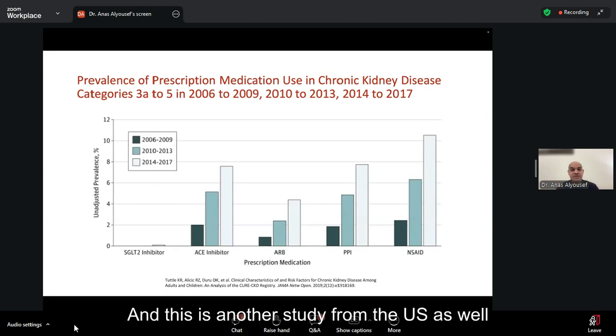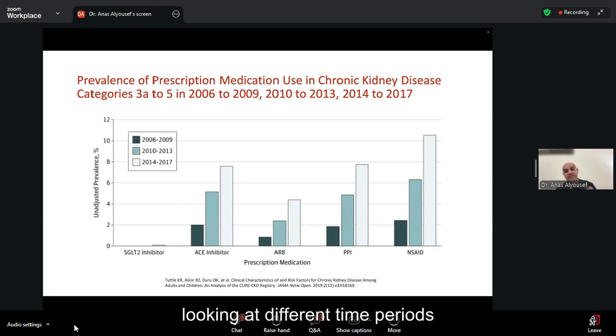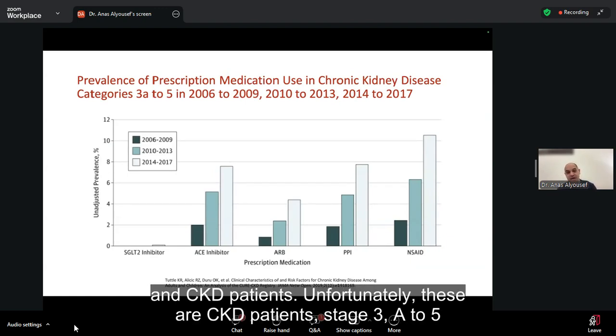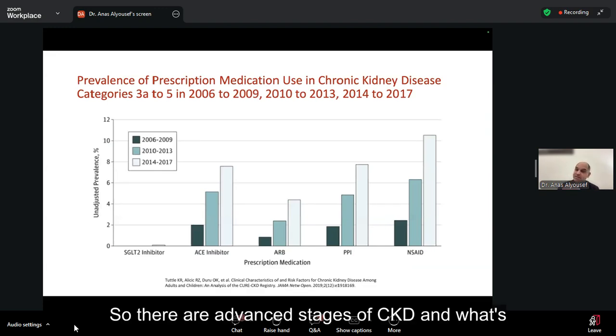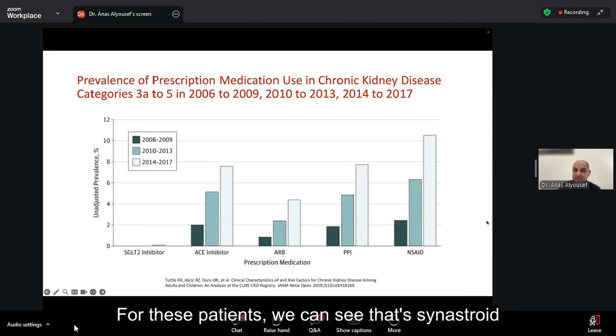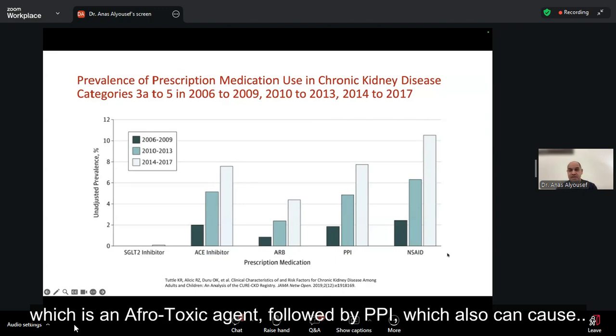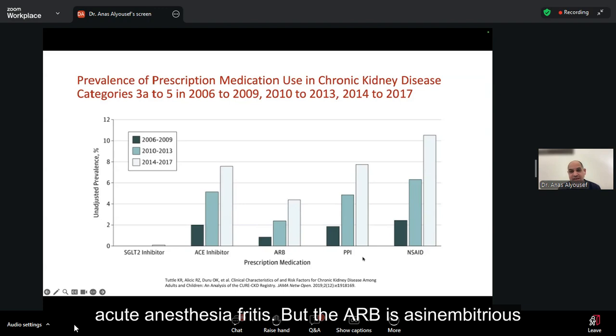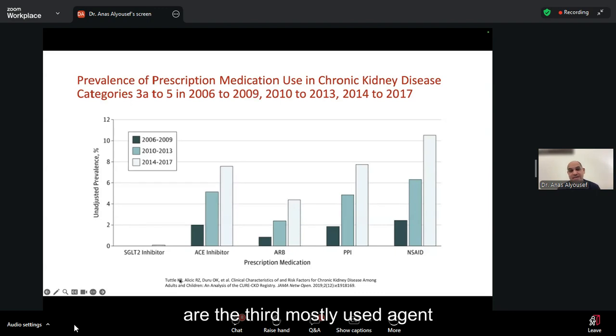And this is another study from the US as well, looking at different time periods in terms of the prescription medications in CKD patients. Unfortunately, these are CKD patients stage 3A to 5. So they are advanced stages of CKD. And what's the most common medication prescribed for these patients? We can see that it's non-steroidals, which is a nephrotoxic agent, followed by PPI, which also can cause acute interstitial nephritis. So, but the ARBs, ACE inhibitors, are the third mostly used agent.